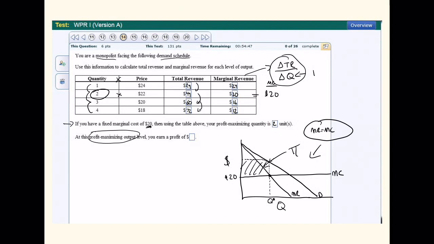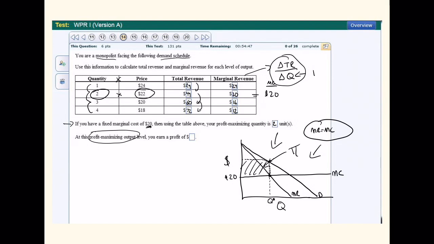And then at this profit maximizing output level, you earn a profit of, so we want to figure out what our total profit is at this point. So what we do is we look to see what is the price that we're going to be charging at this point. So if we look back to our picture, we would move up from this quantity vertically to the demand curve. So if we do the same thing in our graph, we're going to see that we're going to be charging a price of 22.